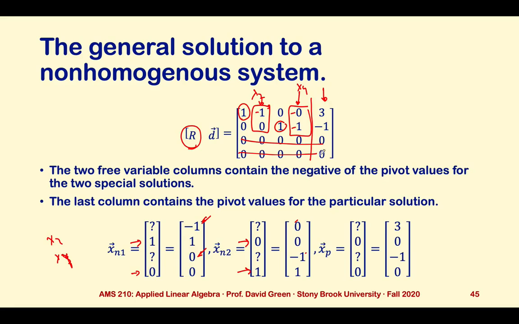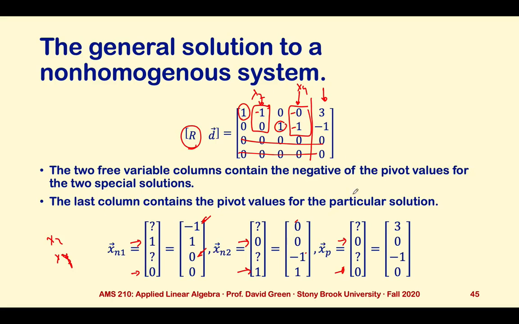Why is that? Well, because we choose our particular solution to have zeros for our free variables. And if the free variables are 0, then it doesn't matter that there's a negative 1 here because it will be multiplied by 0. When we multiply those by 0, we then only have 1s at our pivot positions. x1 equals 3, x3 equals negative 1.